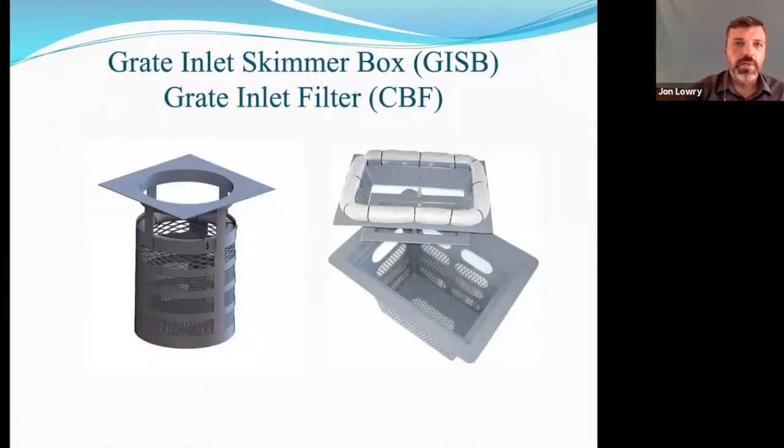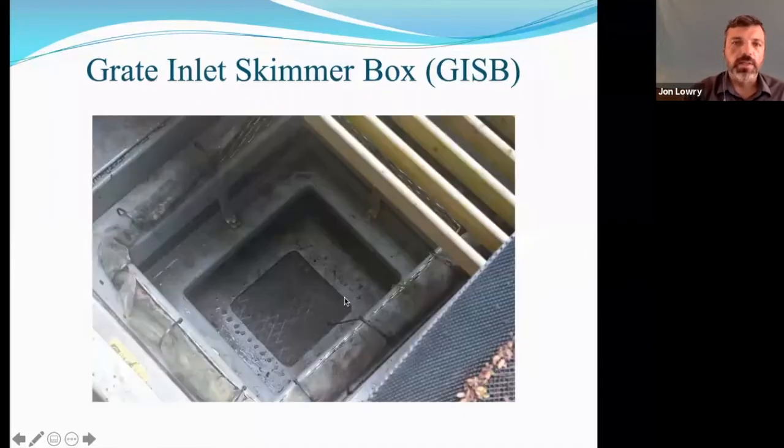Another type of device that we use is a graded inlet skimmer box or graded inlet filter. So this is just a simple device that is installed, usually custom sized for whichever inlets we're trying to target. And then they have these oil grease booms, and the basket just basically drops right in below the graded inlet. And there's an example of one in the ground. You can see looking down through the edge of the grate there.